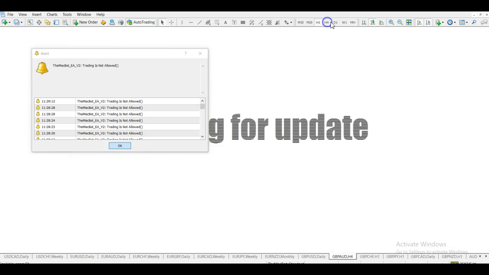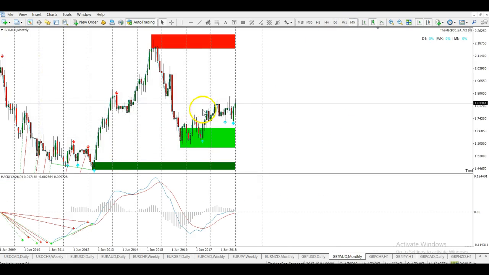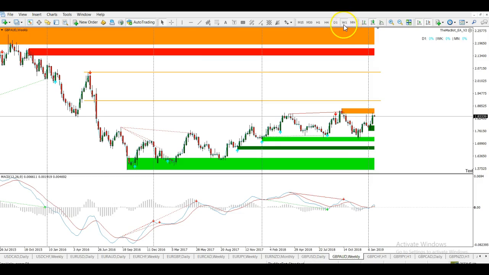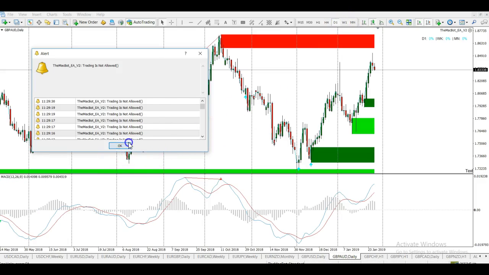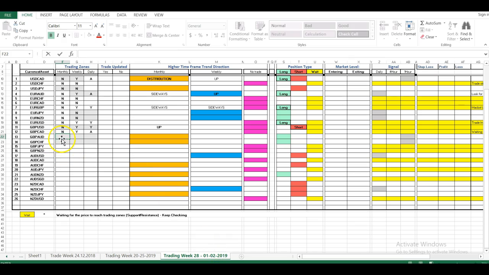Sometimes it's a bit annoying to flick through the time frames to get the indicator to load up, but monthly, no. Next monthly area is really up here. I think this one's been taken out. Or the weekly, it's already hit the weekly here. So no, so 2 no's. This is a trade from last week, a sell. No. No.